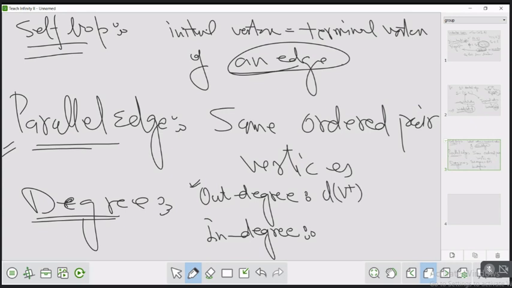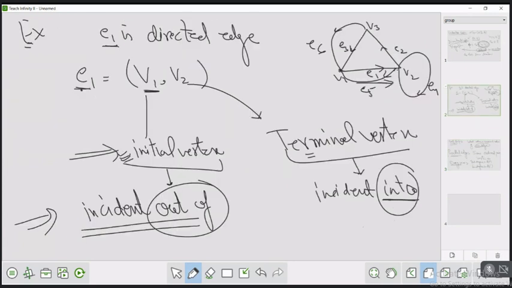Are you getting my point? And the number of edges incident into a vertex is called the in degree, and it is denoted by d(v)-. Now see this graph. So what is the degree of V3 here?